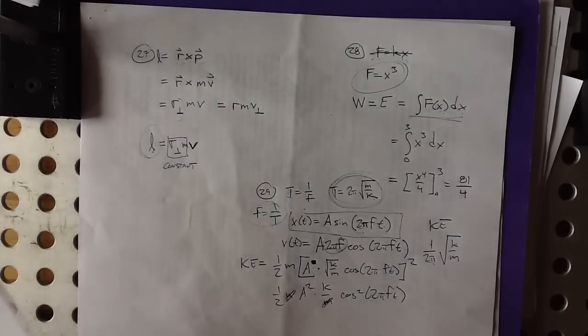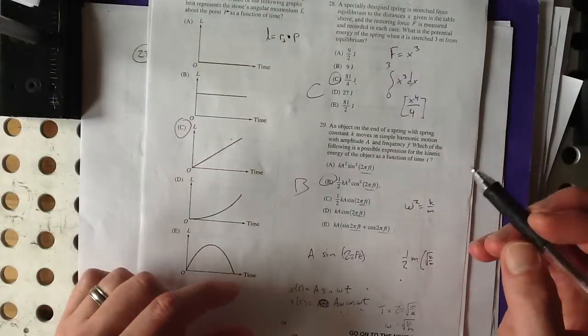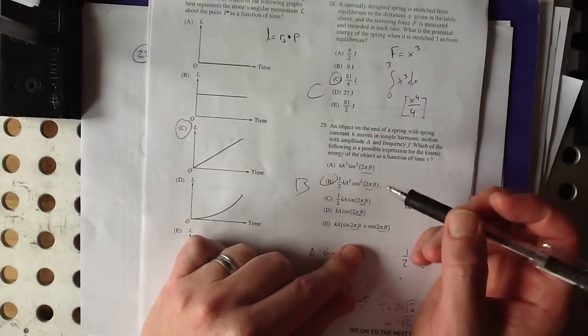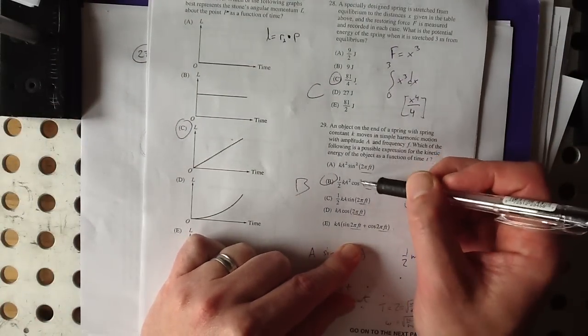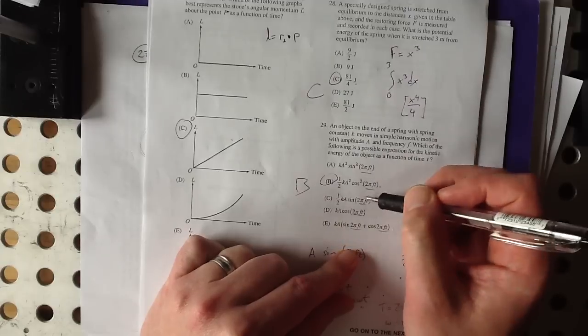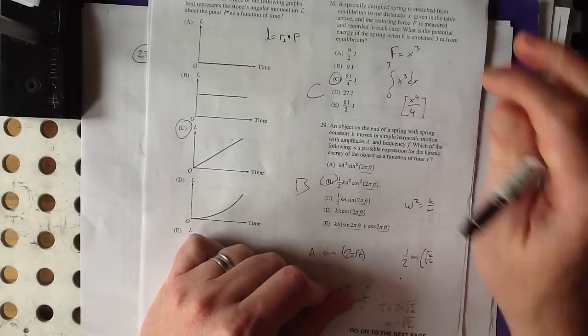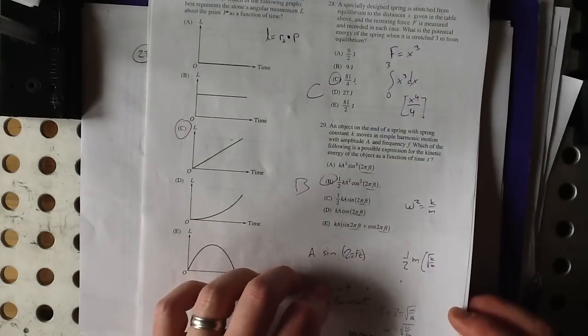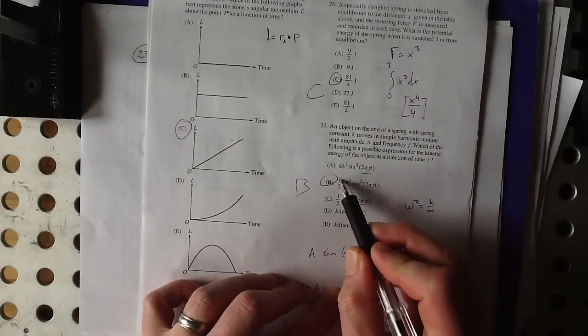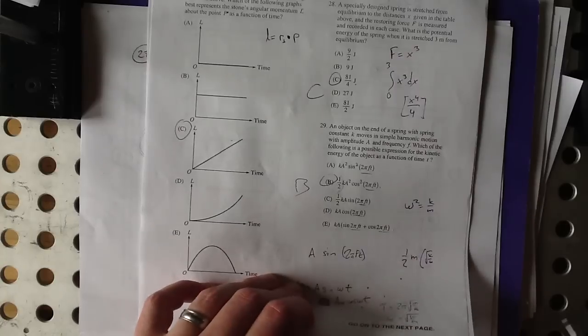But even if you're guessing, since kinetic energy is 1/2 mv squared, you're probably looking at something that has those squares in them, and that would eliminate these 3 answers. So you'd at least have a 50-50 shot there. And hey, it's 1/2 mv squared, so look, there's the 1/2. Come on.